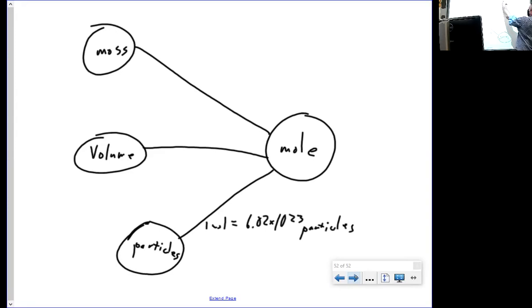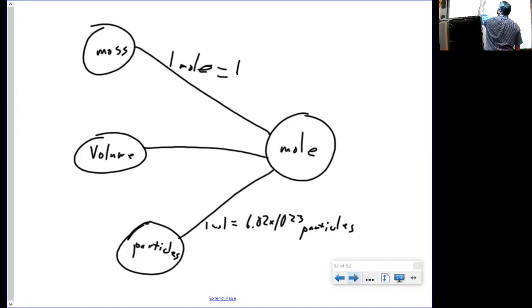To go from moles to mass, where do we find mass? Mass is grams. Where do we get the numbers? It's different for every single atom. So where do we look? The mass on the periodic table.